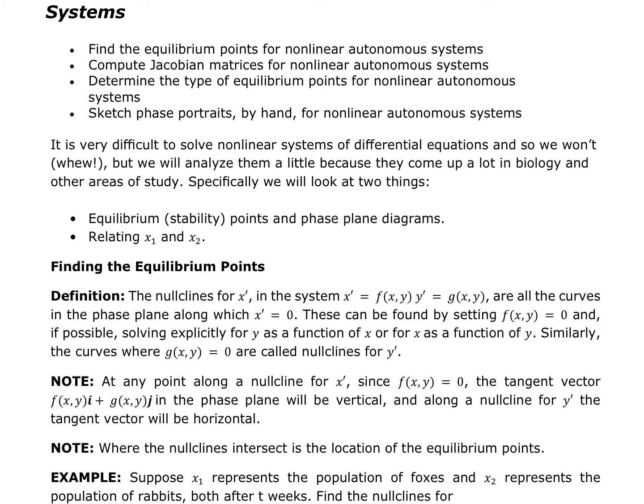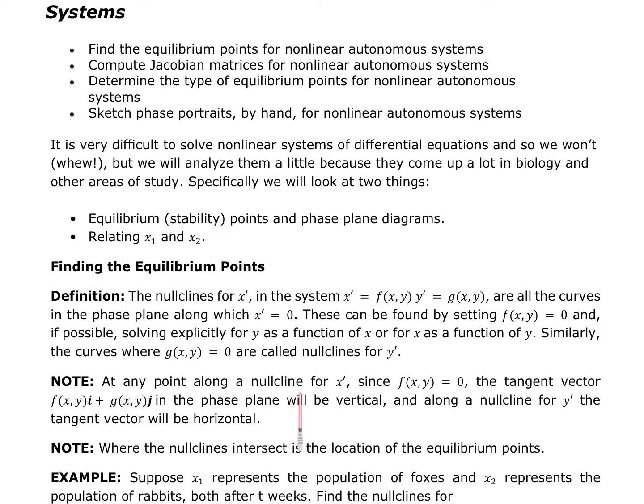Always the definitions. The null lines for x prime in the system of x prime, which is a function f of x and y, and y prime, which is equal to a function g of x and y, are the curves in the phase plane on which the x prime is equal to 0. These can be found by setting our function f of x, y equal to 0 and solving explicitly for x as a function of y or y as a function of x. Similarly, we do the same thing for g of x, y equal to 0.